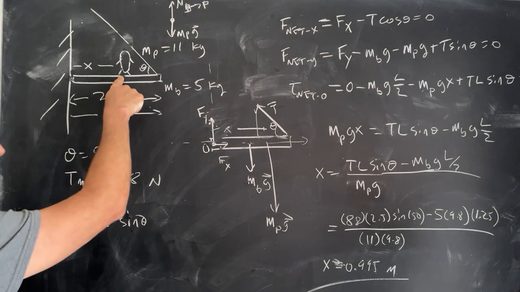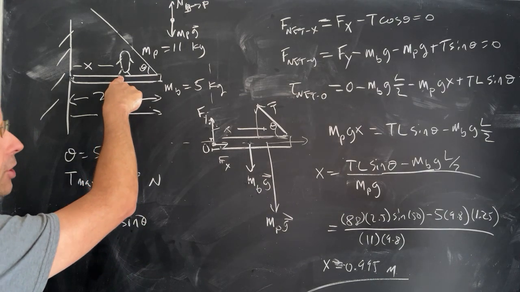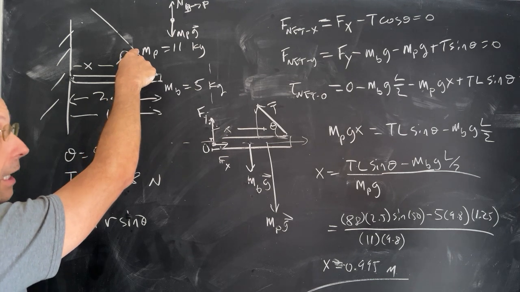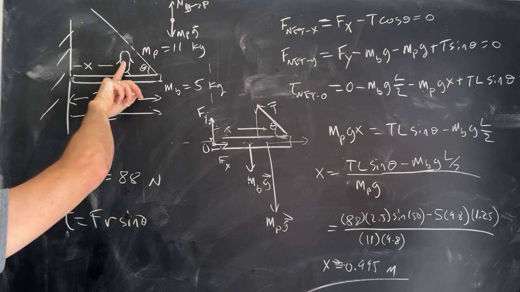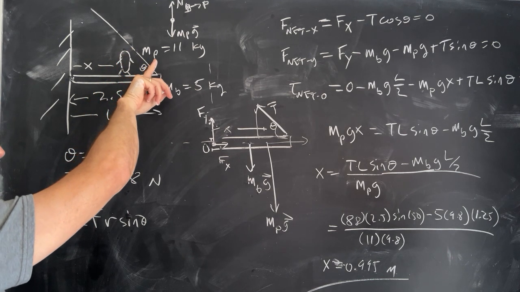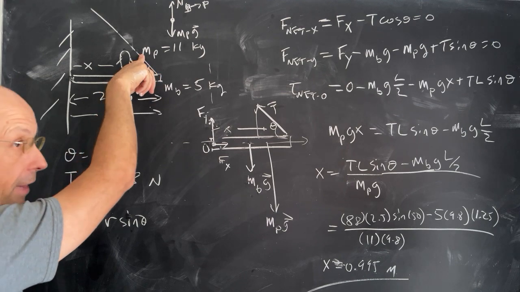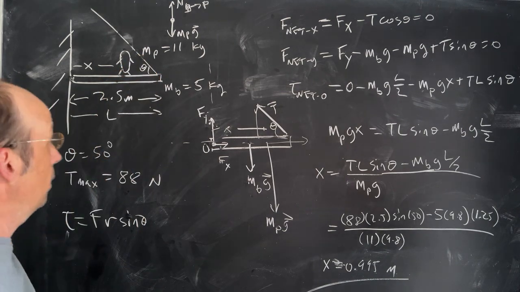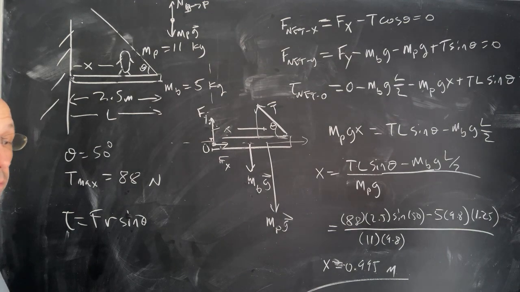So if the penguin's at that position, then the tension in the cable is 88 newtons exactly. If the penguin moves too far this way, that tension would have to increase to be greater than 88 newtons, and so according to what I said, it would break. And so the penguin couldn't go any further.